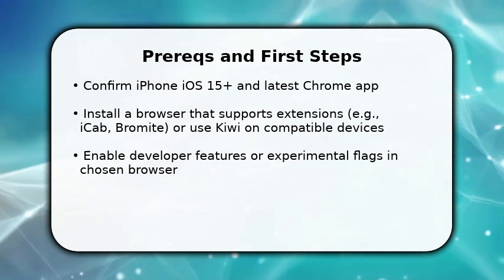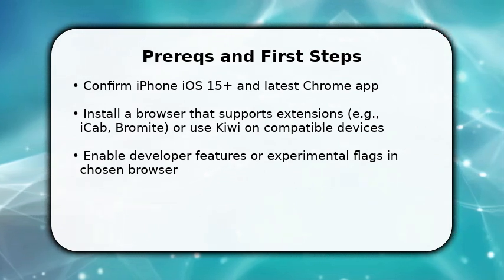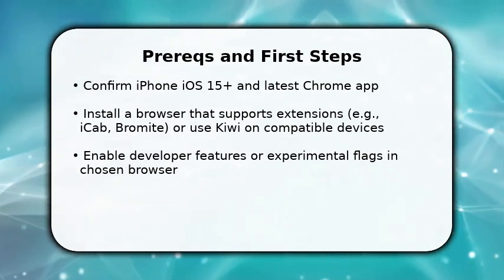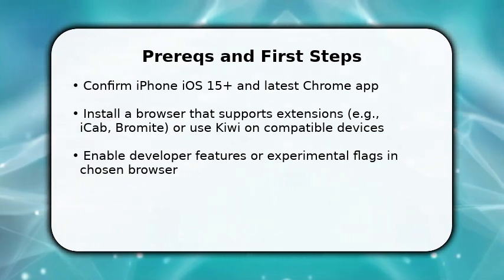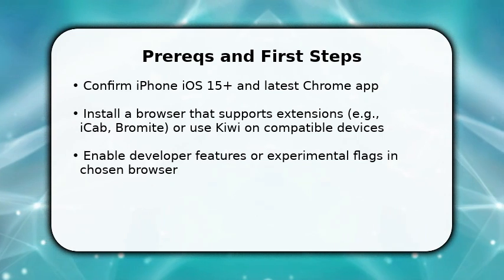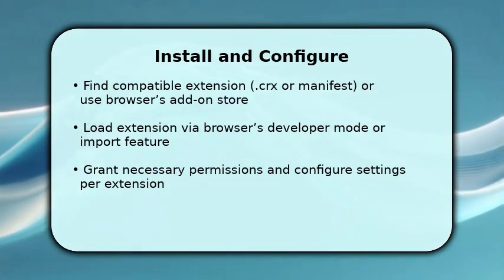Make sure to allow experimental features in that browser's settings. This gives you the environment to load or install extensions. Now proceed to fetch extension files or access an extension store compatible with that browser. You now locate the extension package or search the browser's built-in add-on catalog.